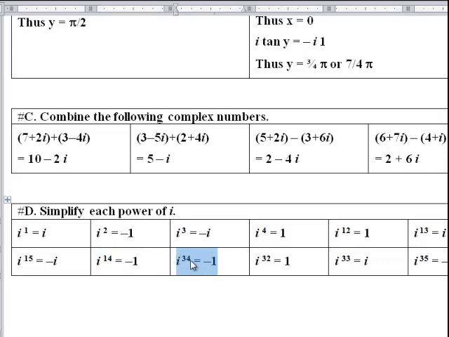This one here, subtract 32, so i squared is again minus 1. This one here is the same as i to the 4th, so just 1, or i to the 0 is also 1. i to the 33, subtract 32, so i to the first is simply i. Subtract 32, so i cubed is negative i.